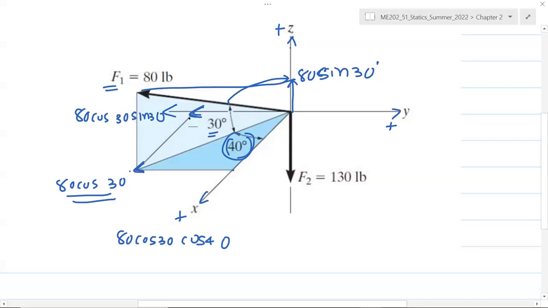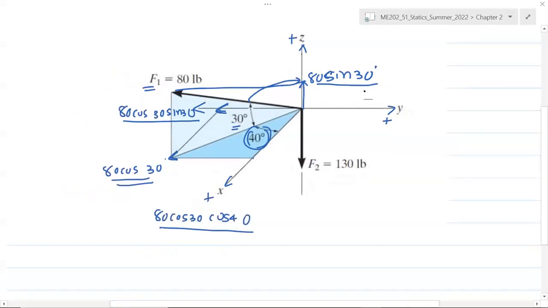multiplied by sine 40. Okay, so we have three components of this vector: the i component, which is this number; the y component, which is the j component, which is this number, but it is in the negative direction; and the k component or z projection is in the positive direction, and that is this number.